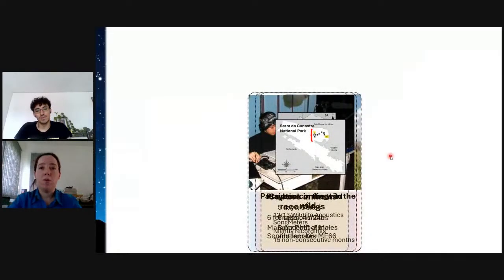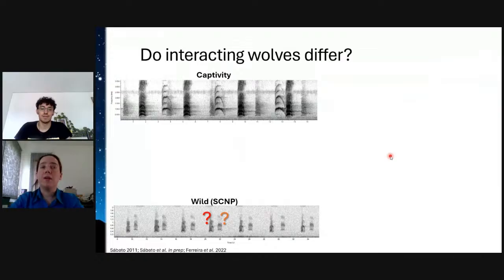And we wanted to use all three data sets to answer how do maned wolves interact and which maned wolves are interacting. So to answer that, again, you have to break it into a lot of smaller questions. So our first question is, do the interacting maned wolves differ in their vocalizations? And do they differ?